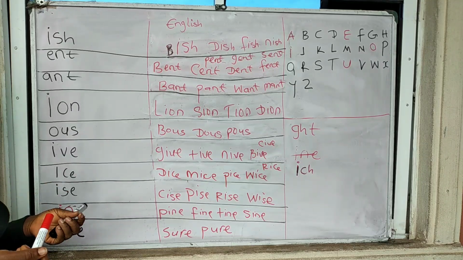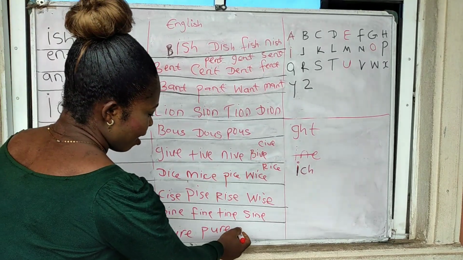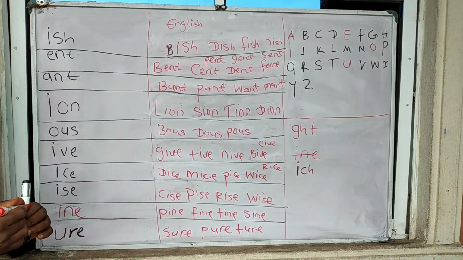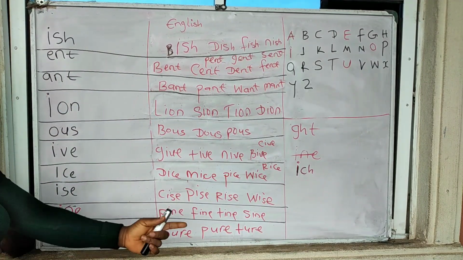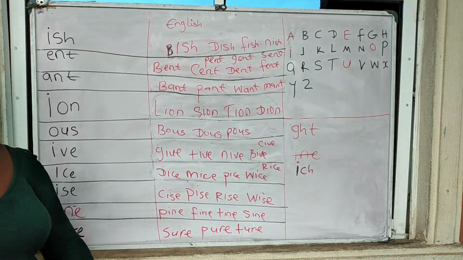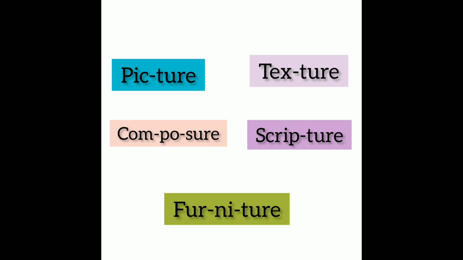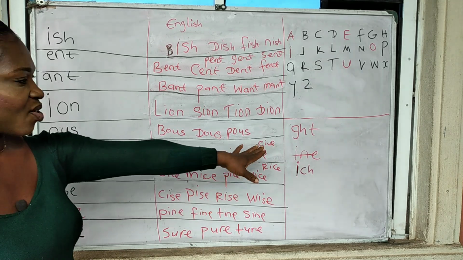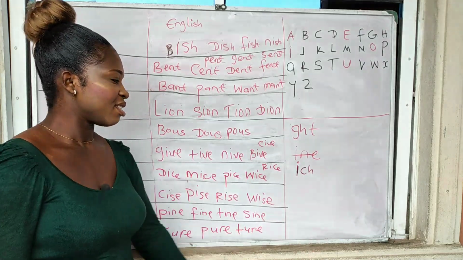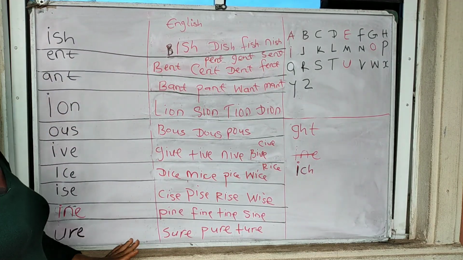Now if I decide to take maybe T as well, I have, what's that? To. And if I decide to choose, so you try out the rest, okay? I have picture, texture, composure, scripture, furniture. Now let's go over to this side. I have this and this. I omitted this because I have it right here, so it's a mistake.